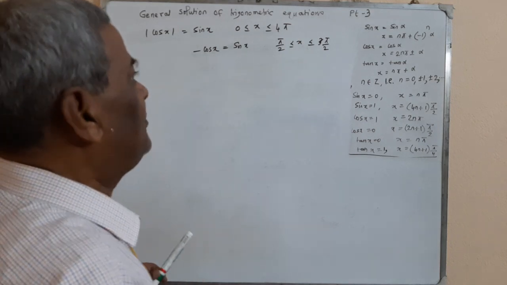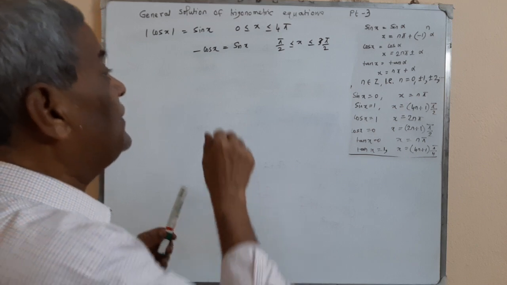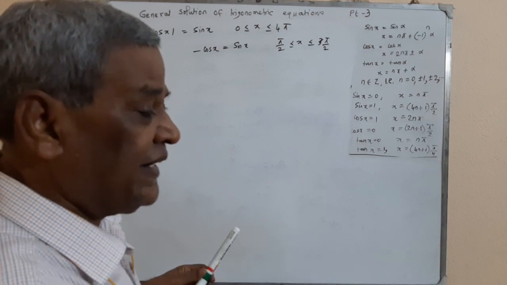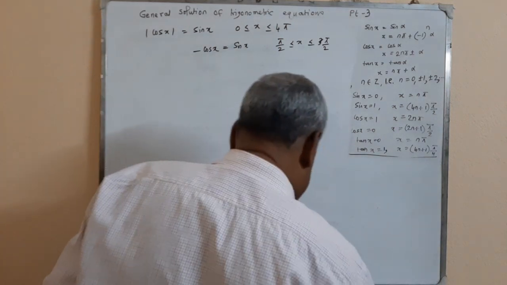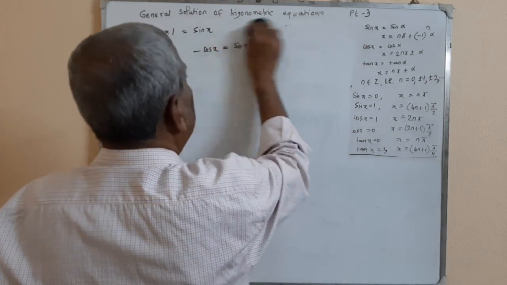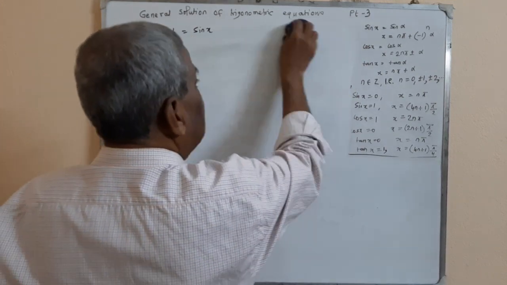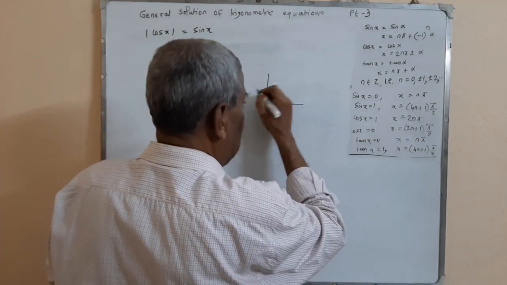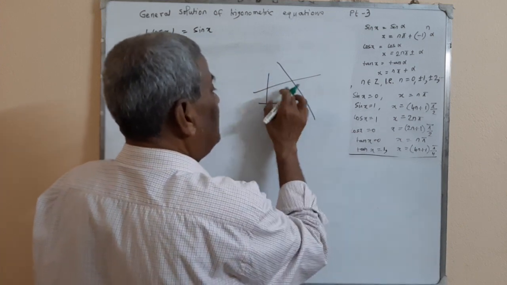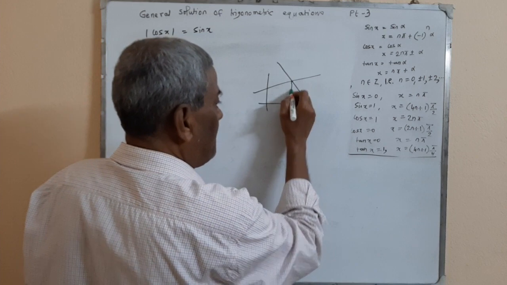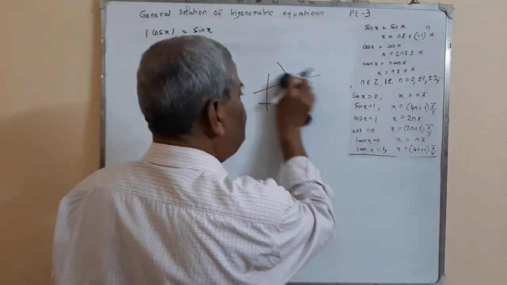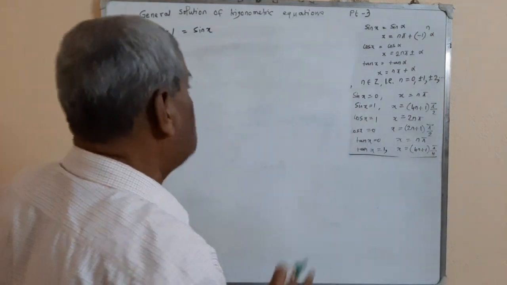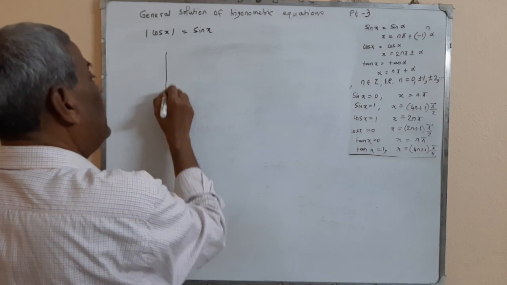But it will take time, because we have to consider all ranges between 0 and 4π where cos x is positive and where cos x is negative. It is very wise to draw the two graphs and see where they meet. Suppose this is one equation, this is another equation. They meet at that point, and the solution is this. Actually, we have to draw it.